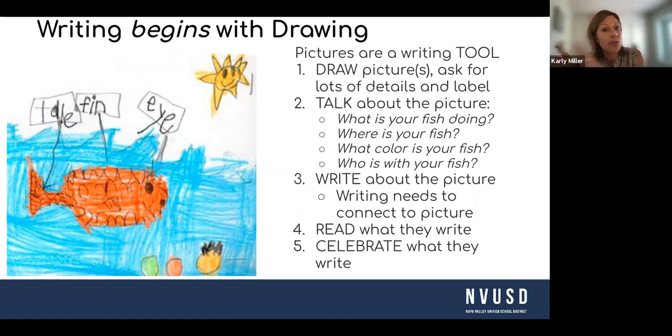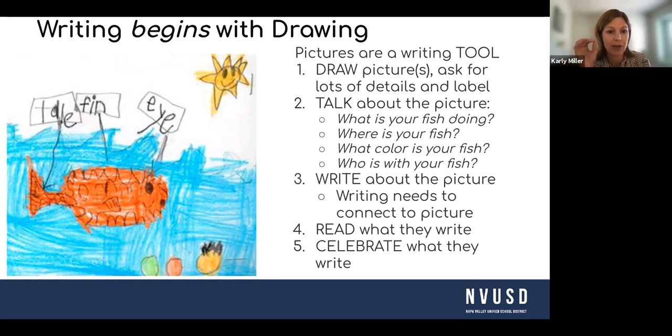So then they need to write about the picture. And this gives them right away, what's this picture about? Let's say we're going to write a story. One day there was a fish in the ocean. It was a sunny day. So they can pull their details right out of the pictures.